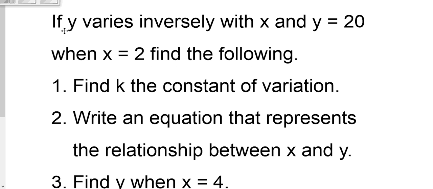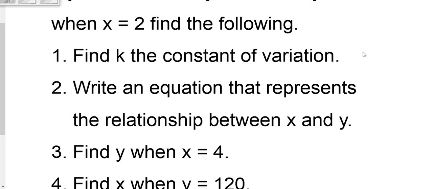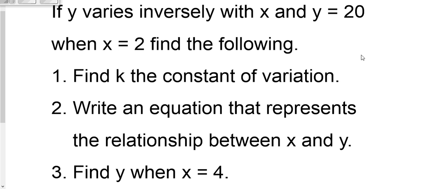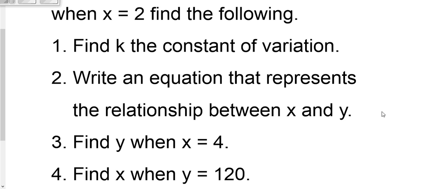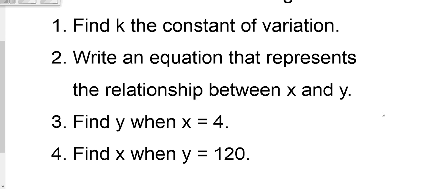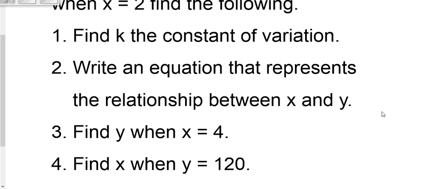All right, in this problem, if y varies inversely with x and y equals 20 when x equals 2, then find the following things. The first thing we're going to find is k, the constant of variation. Then we're going to write an equation that represents the relationship between x and y in this problem. Thirdly, we'll find y when x equals 4. And last, we'll find x when y equals 120. So again, if you need to pause it, if I'm going too fast, go right ahead so you can copy these things down.